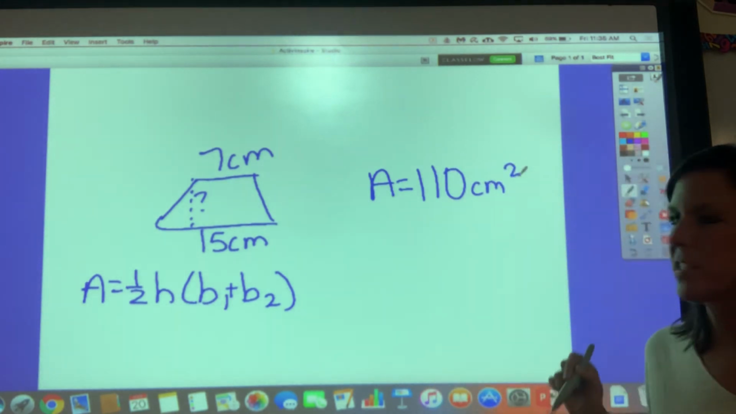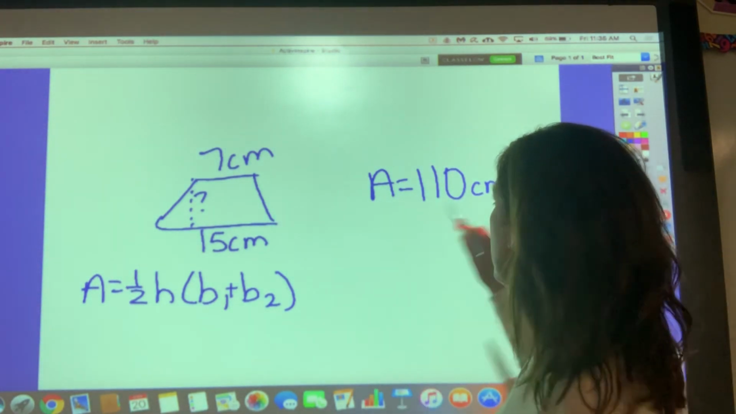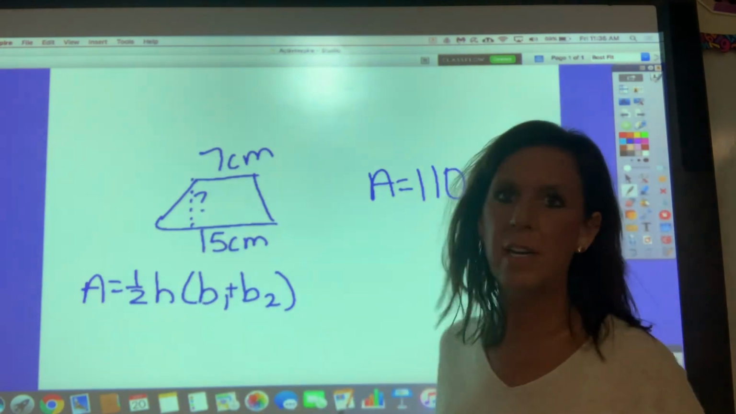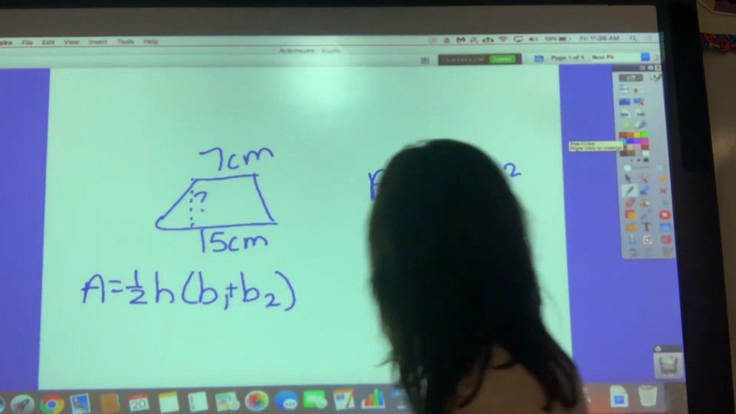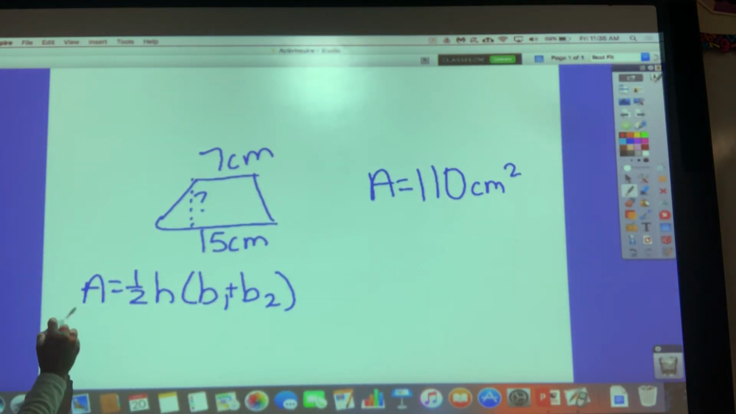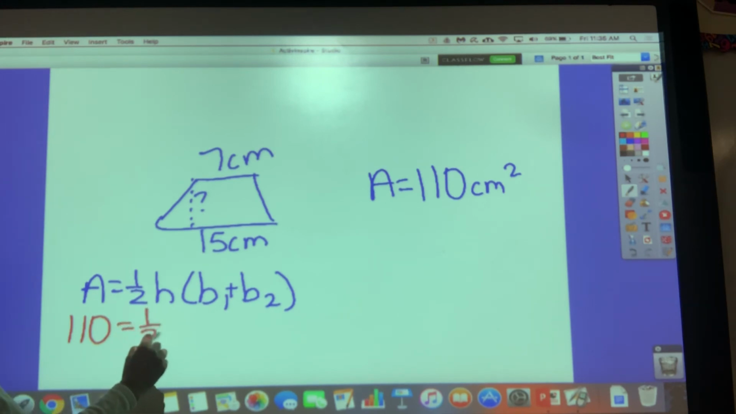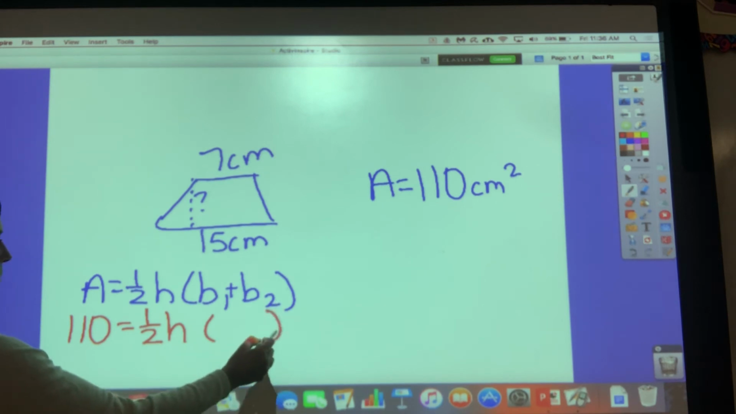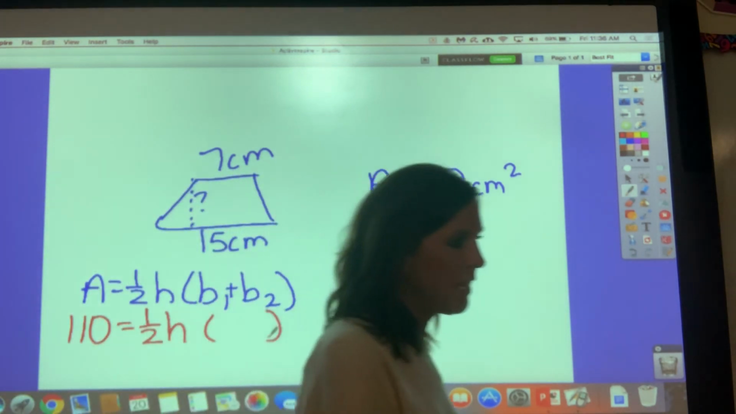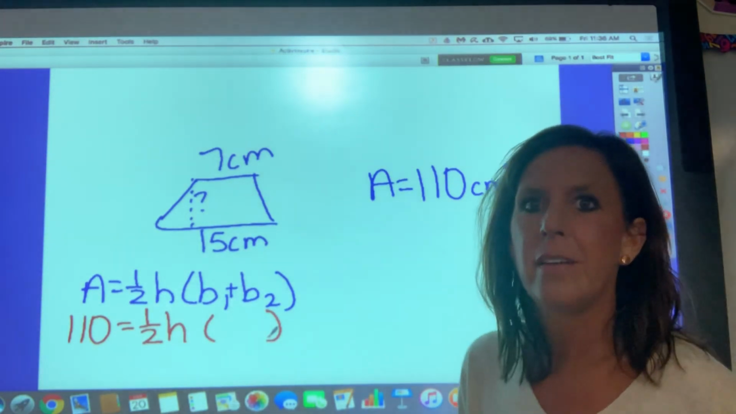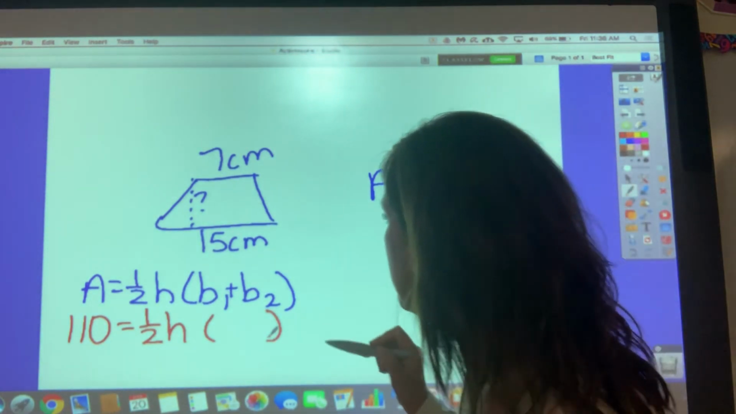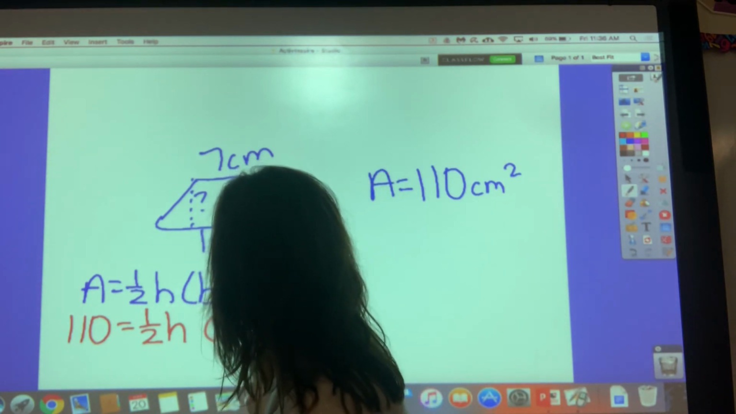Okay, so we're going to do just like we did in our last problem. We're going to take the information that we do know and put it into the formula. So we do know the area, so we're going to put that here instead of A. So that's going to be 110. We're going to put our half. We're going to put our h because we don't know it. And then we need to add the two bases together. So 15 plus 7. Hopefully we know that that is 22. So we're going to get 22 here.